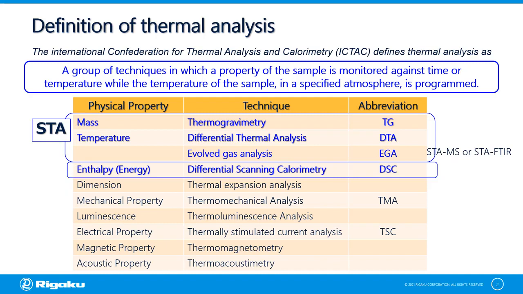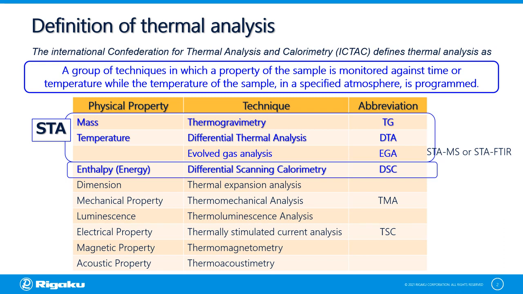The International Confederation for Thermal Analysis and Calorimetry defines thermal analysis as a group of techniques in which a property of a sample is monitored against time or temperature, while the temperature of the sample in a specified atmosphere is programmed. The physical properties evaluated by thermal analysis and their appropriate techniques are listed on this table.